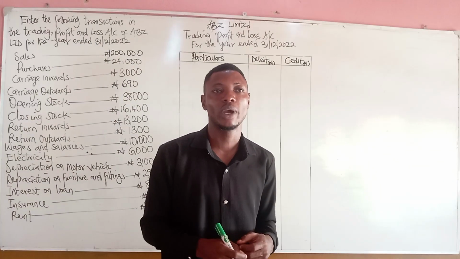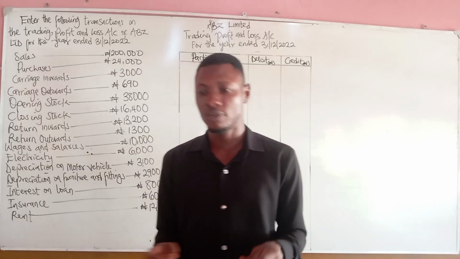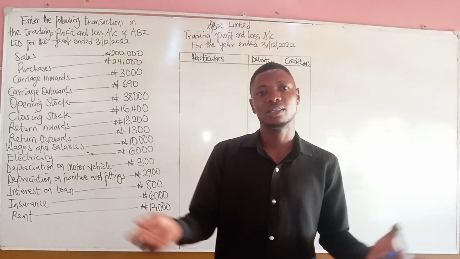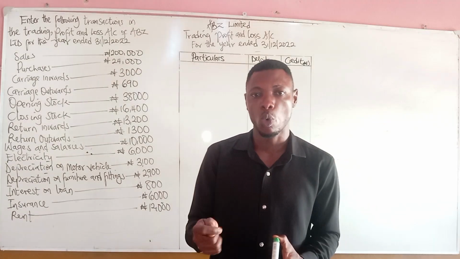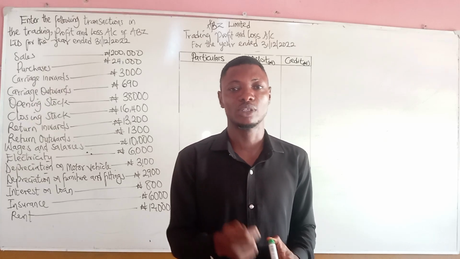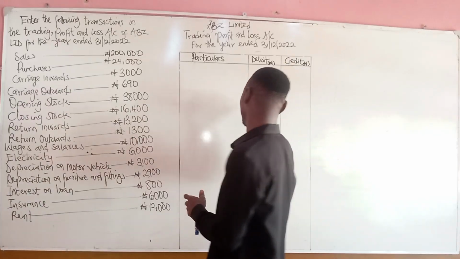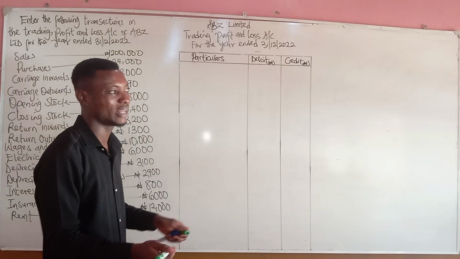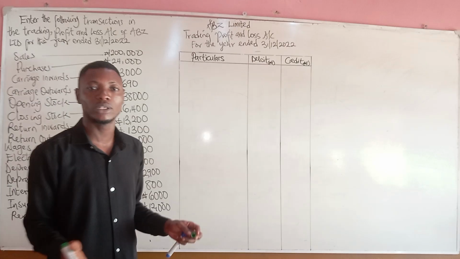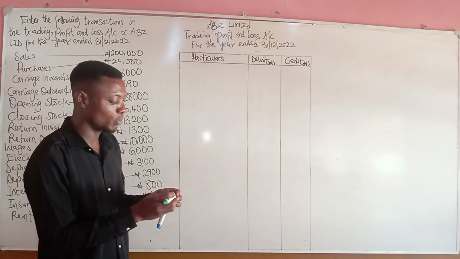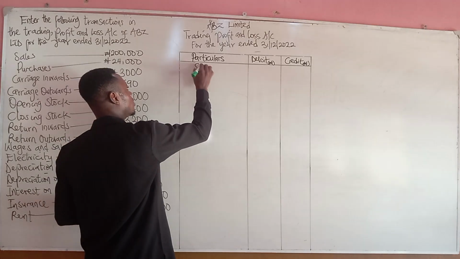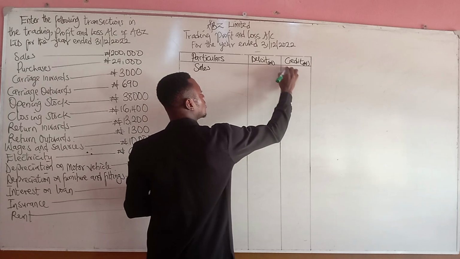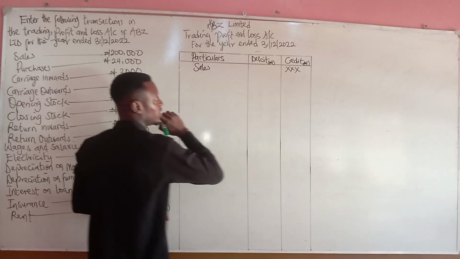In a situation where some particulars are not given, take for example where there is no return inwards or return outwards, we can skip it in solving because it's not required for us to post them. But in our demo, I'm going to give us all of that, so that in case it is given, we will know where to post it and how to post it. So I have my sales. Sales is always recorded on the credit side. So let's use three asterisks for my sales.